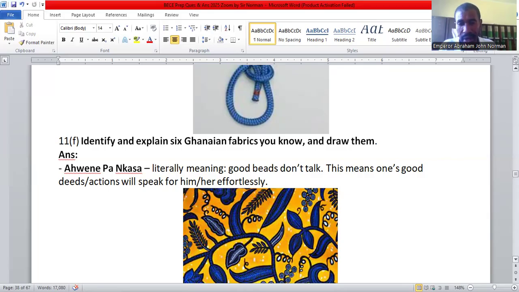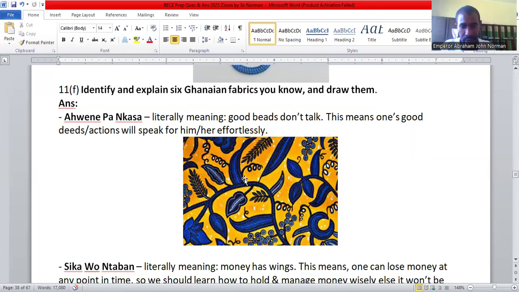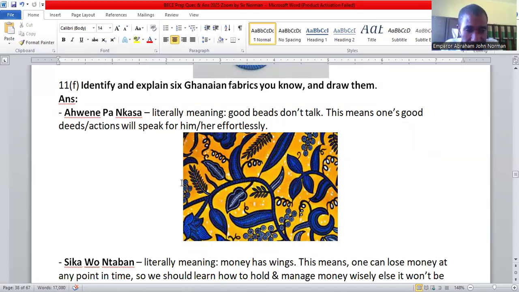And this is how the Ahwinipa Kasa fabric looks like. You can see it's like a tree, with a design that looks like a fan, and you have the beads. Look at the beads on the plant. So the beads are on the plant, and the beads don't talk. That is what it means. That is how the fabric looks like, right? In fact, this is not the only color we have available. We may have them in different colors, but I brought this kind of color for you to see it clearly.